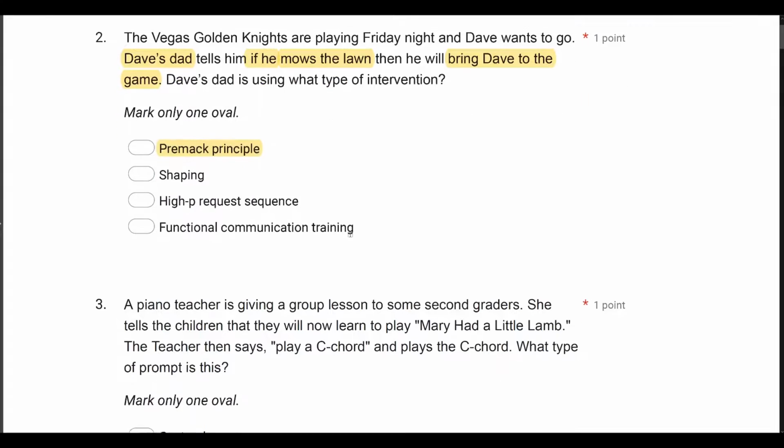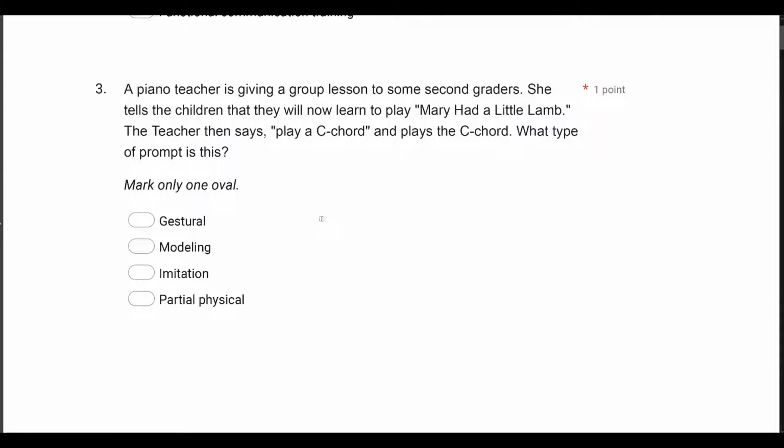Well, A, Premack principle. A piano teacher is giving a group lesson to some second graders. She tells the children that they will now learn to play Mary Had a Little Lamb. Teacher then says, play a C chord, and plays the C chord. What type of prompt is this? All right, we have an obvious prompt question. Okay, so we're looking at whose behavior? Well, the teacher. She's the one prompting.